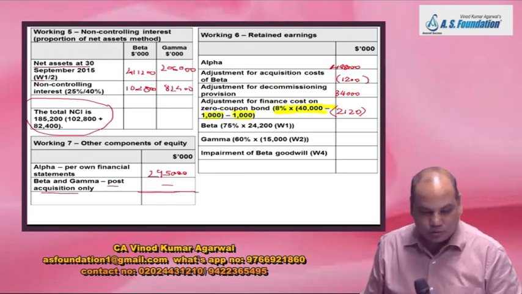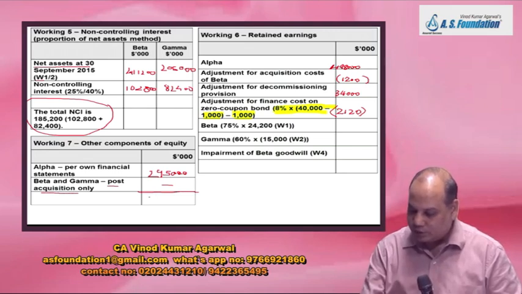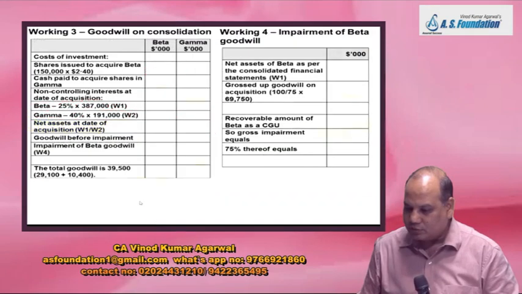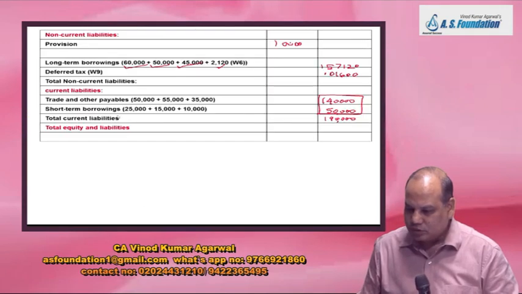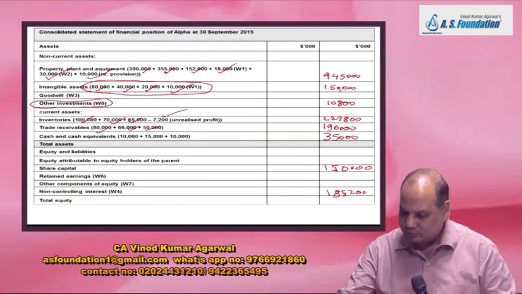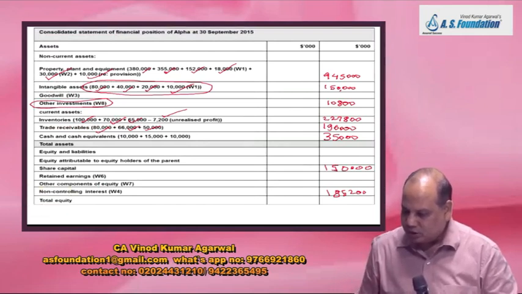So what is this figure? 2,95,000. It will remain 2,95,000. This figure also you lock and transfer to main page. Other component of equity, 2,95,000.